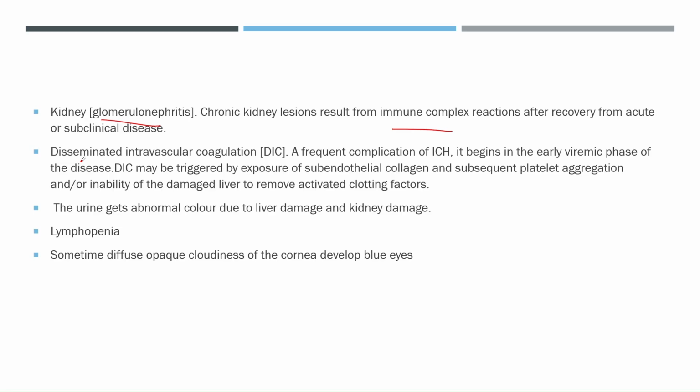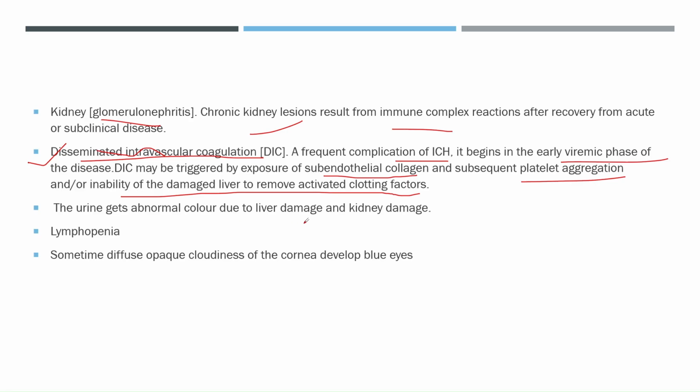Okay, disseminated intravascular DIC. It's important. Disseminated intravascular coagulation. Okay, frequent complication of ICH in early viremic phase of disease. DIC may be triggered by exposure of subendothelial collagen. Okay, subsequent platelets aggregation or inability of damaged liver to remove active clotting factor. This will lead to disseminated intravascular coagulation.